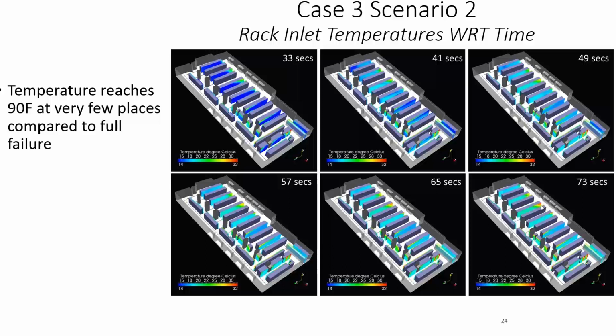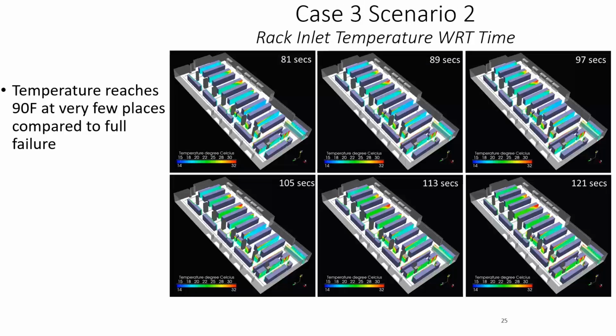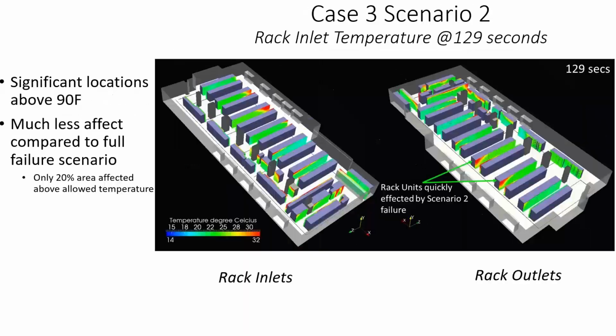So very few places reach 90 degrees, which is the acceptable inlet temperature recommended by ASHRAE TC99. So, not too bad. Even if we go all the way to 121 seconds, things are still not too bad. We get a couple of minutes of time before we really have to worry about things. And even then, it's only certain sections.